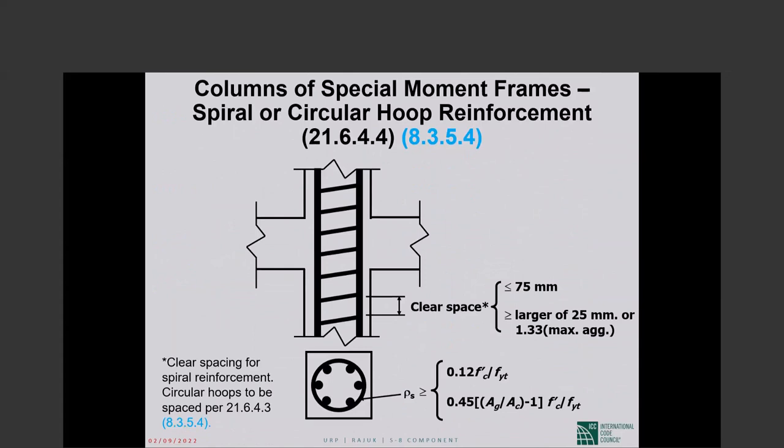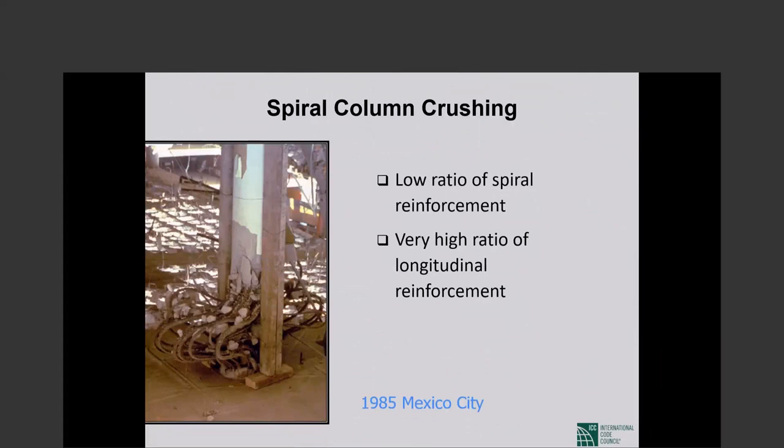The spirally reinforced column, there are limitations on the pitch of the spiral and the volumetric ratio. Circular columns are very rare in buildings, so I will let you look at that. Nothing that I can add.